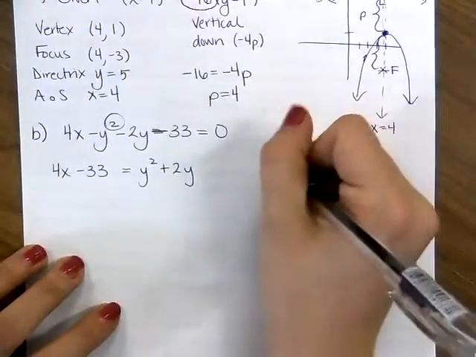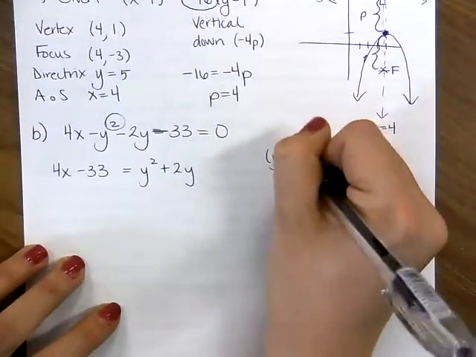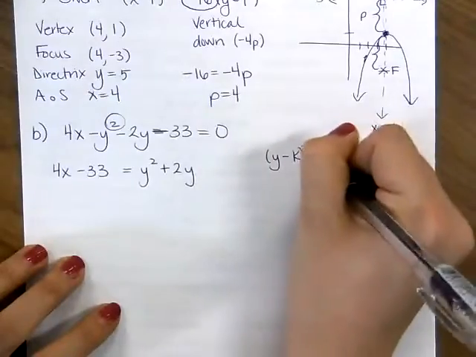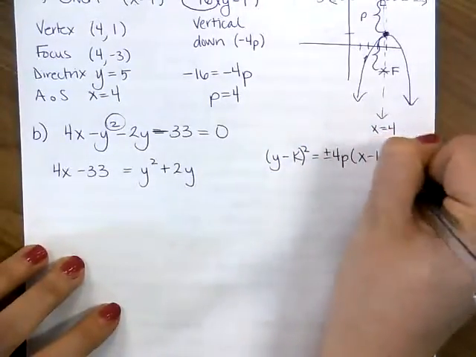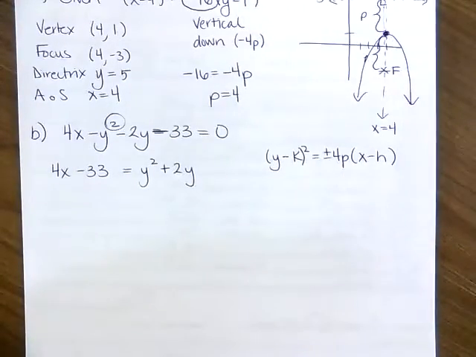I have to get this to look like (y minus k) squared equals plus or minus 4p times (x minus h). That is the goal. What am I going to have to do to get there? You're going to have to complete the square. Now the good news today is you only have to complete the square once instead of twice. So, see, looking up already.